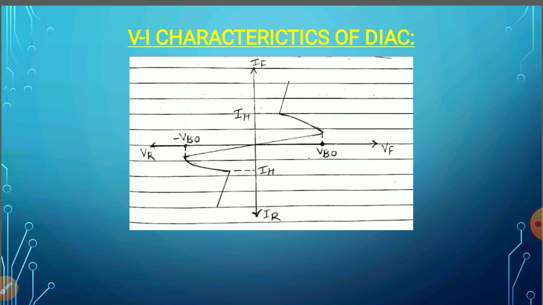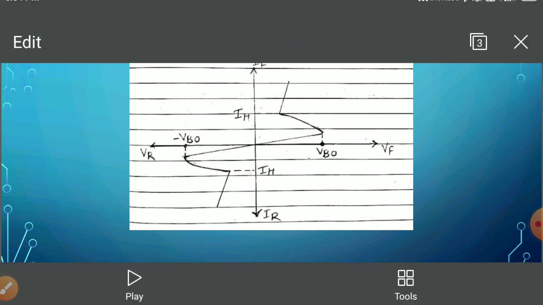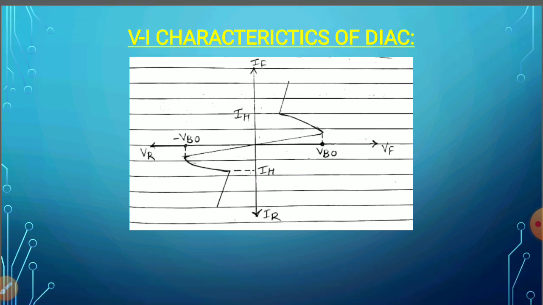When I come to the reverse characteristics, it is the curve drawn between the applied reverse voltage and the reverse current. When I apply the reverse voltage, initially again a very small amount of current flows, that is the leakage current, and as I go on increasing the applied reverse voltage up to the negative breakover voltage, the current value will be very small. Once the applied reverse voltage reaches the negative breakover voltage, or minus VBO, from that point onwards the current through the diac starts increasing and the diac starts conducting, and as the current goes on increasing, the applied voltage goes on decreasing. So this is called the VI characteristics of the diac.